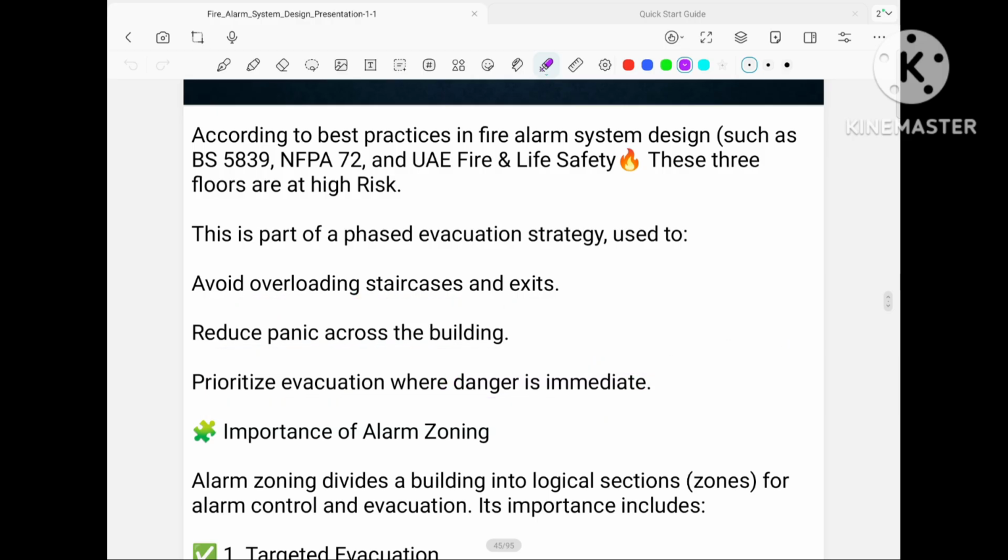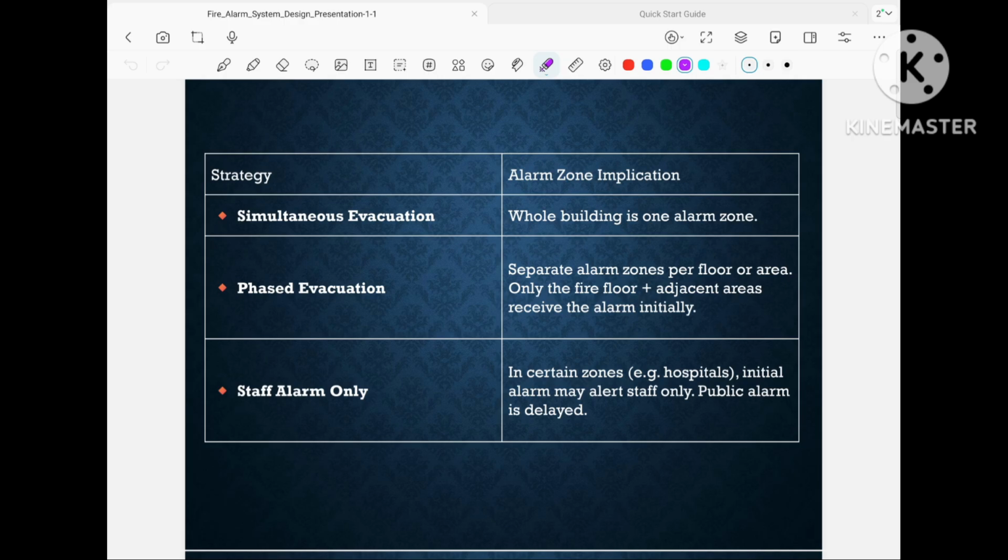So this is the importance of alarm zoning, as we are very clear that it helps in making the evacuation strategy. There are 3 types of strategy for evacuation. One is the simultaneous evacuation, one is the phase evacuation, and the third one is the staff alarm only. What does it mean? Let me explain.